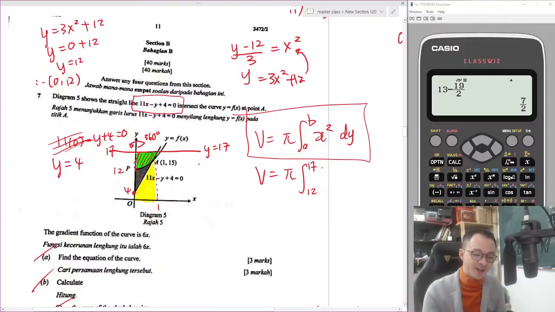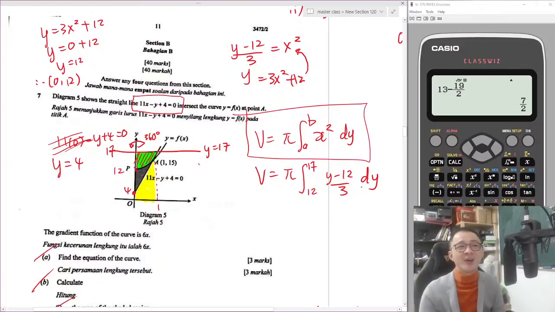Okay, then I will insert my equation, (y minus 12) over 3 dy. Like what I said, with the over 3, normally it's not so easy to integrate. You still can, but normally I just want to avoid this mistake. I know over 3 is a constant value, so I will take the over 3 out, like pi over 3. You see what I'm doing here? Because over 3 basically means multiply by 1 over 3. Any constant value I can take out in integration.